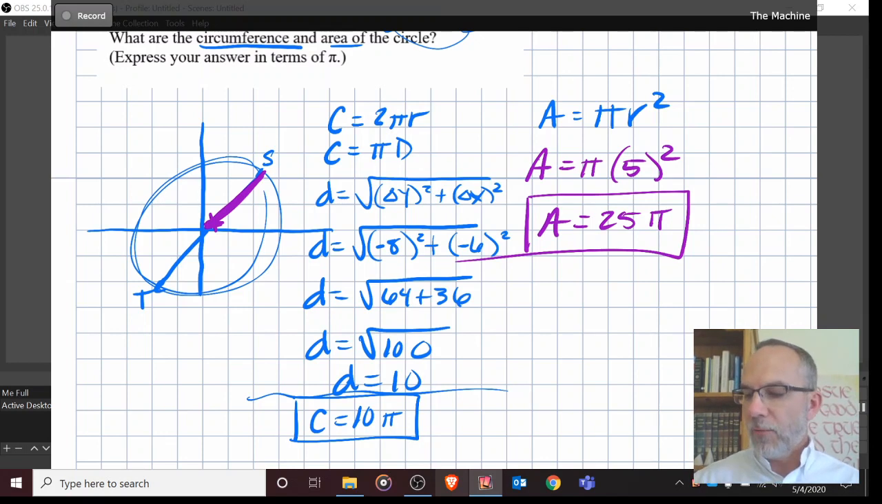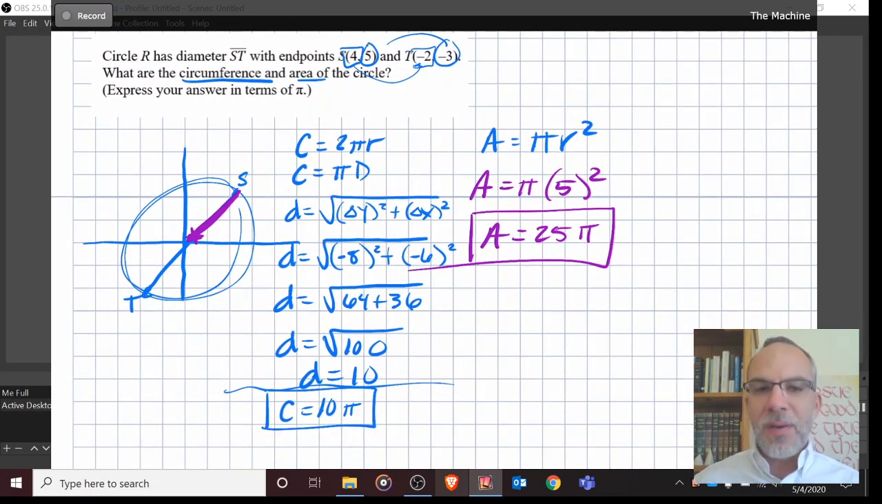There we go. For these geometry problems, it would be best if you made a little sketch and thought about what you needed geometrically, a distance here or a radius there, and whether it's a diameter or something like that, and that'll sort itself out.